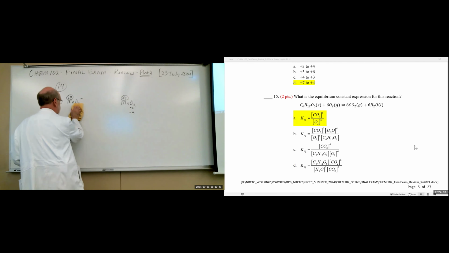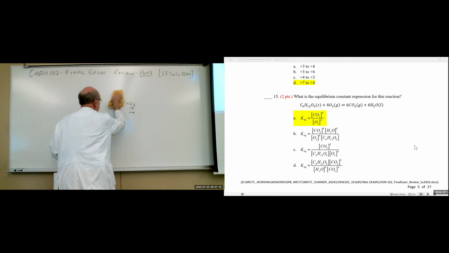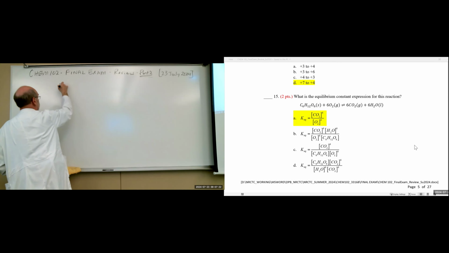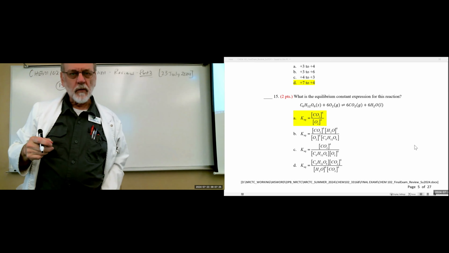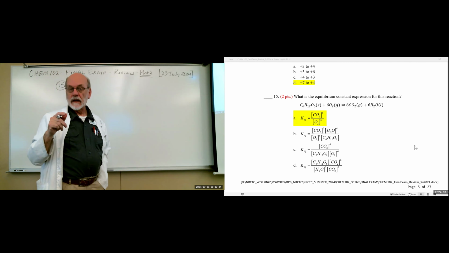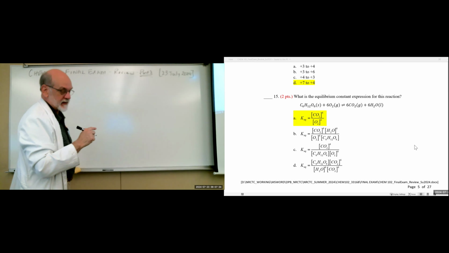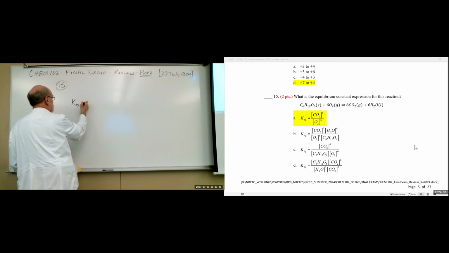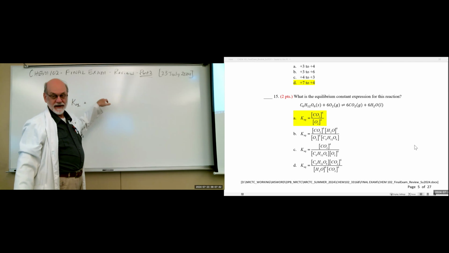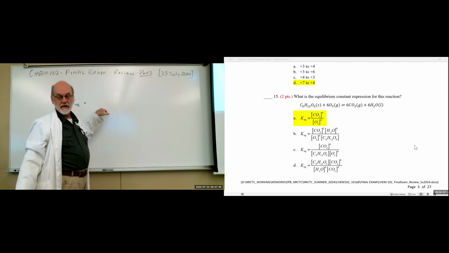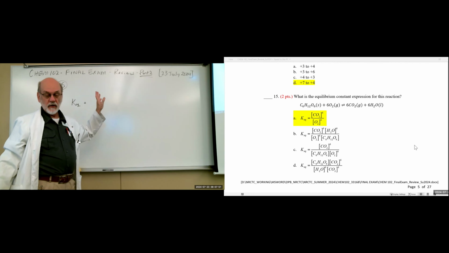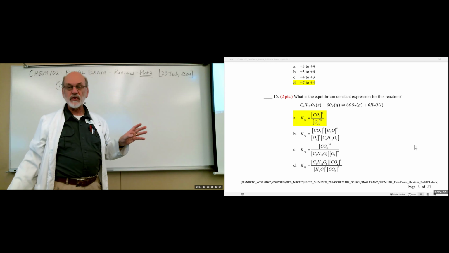All right, 15. What's the equilibrium constant expression for this reaction? All right, two things. The equilibrium constant, of course, is the product of products in the numerator and the product of reactants in the denominator with their respective powers derived from the coefficients. But we also have to eliminate solids and pure liquids.